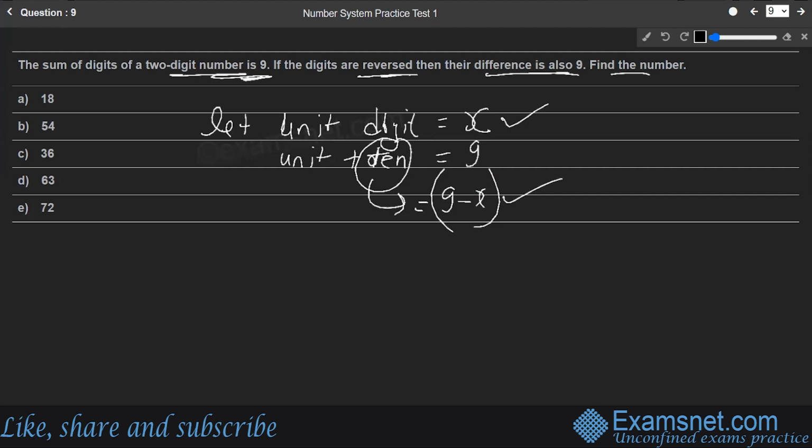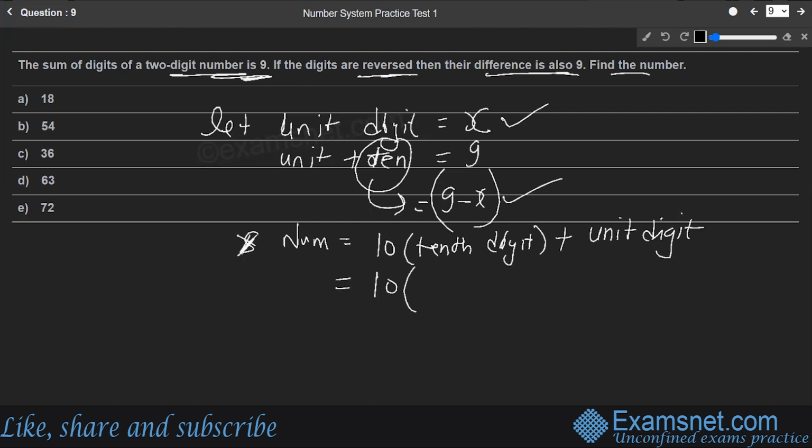Now, how to make the number out of it? The number is always 10 times the tens digit plus the unit digit. This is how the number is formed. For our case the tens digit was 9 minus x, so the number has to be 10 into 9 minus x, plus the unit digit, which is x.